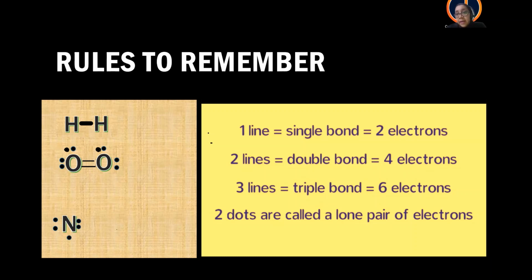Now, if you take another nitrogen atom, of course, that will also have 5 valence electrons. And here what happens for the nitrogen: the 2 nitrogen atoms share 3 electrons each with each other. That means we can say that it forms a triple bond. That means they share 6 electrons.